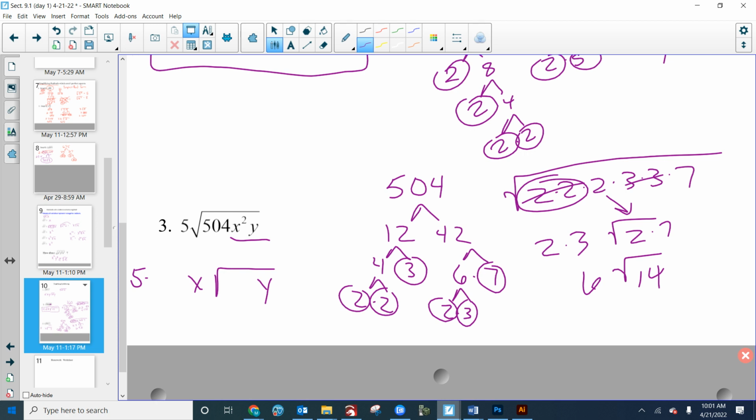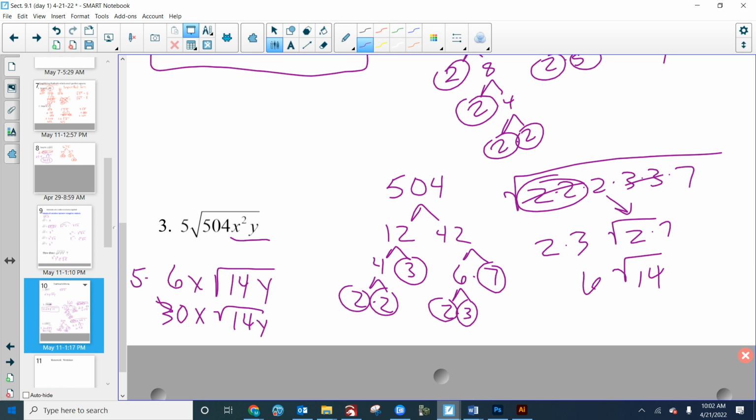And then you have to apply it to what we already did with our variables. So it's going to be what? 6x times square root of what? 14y. Oh, thank you. I forgot that. 5 times 6 is what? 30. Don't forget to do that, which I just did. 30x times square root of 14y.